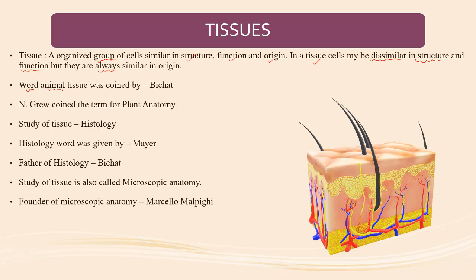The word animal tissue was coined by Bichat, and Grew coined the term plant anatomy. The term animal tissue was coined by Bichat and Grew coined the term plant anatomy.